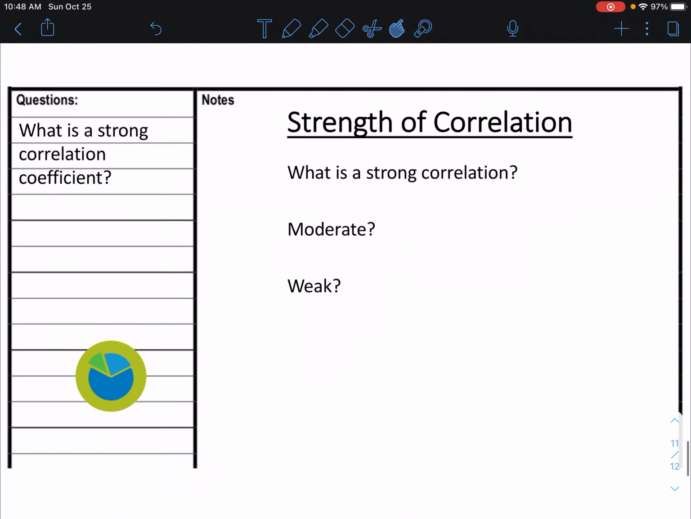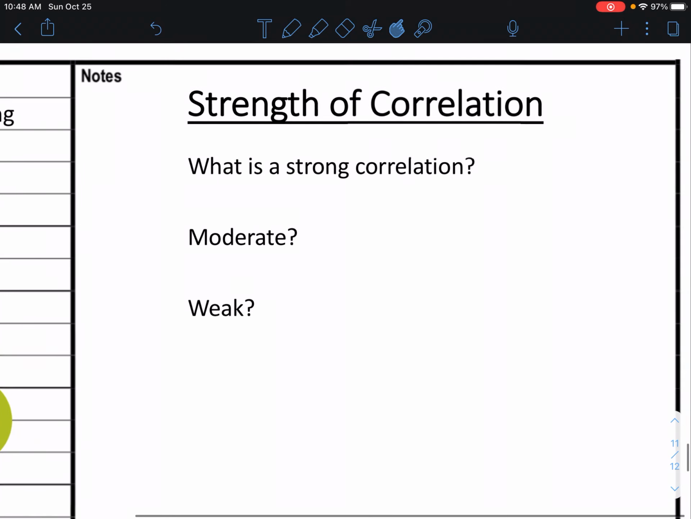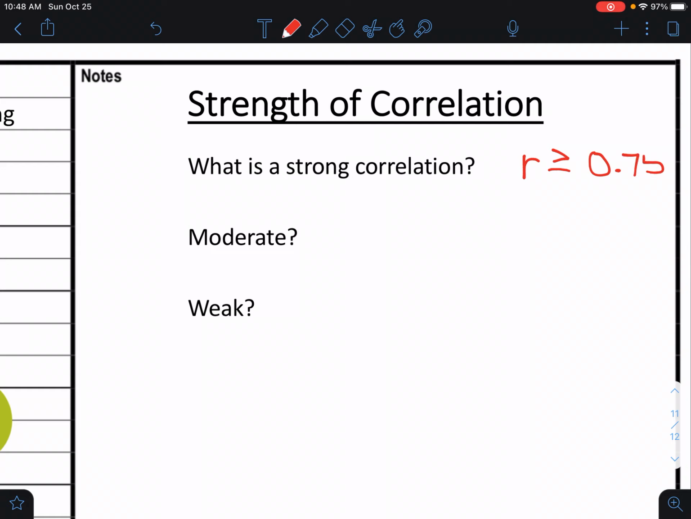Okay, so what do we want to determine is a strong correlation coefficient? We really want to only use data if it is a strong correlation. For our purposes, if the R value is greater than or equal to 0.75 or negative 0.75, we want to use that data. It would be considered strong. Moderate and weak, we generally want to stay away from. So if it's below 0.75, we generally will stay away from that data.